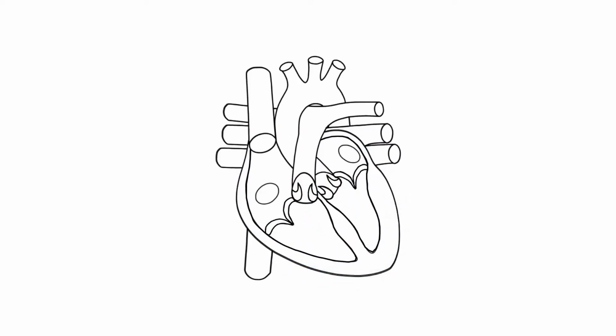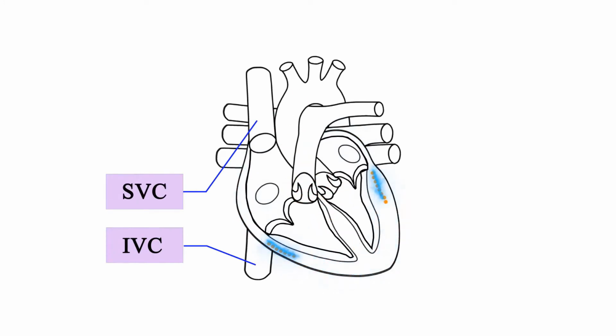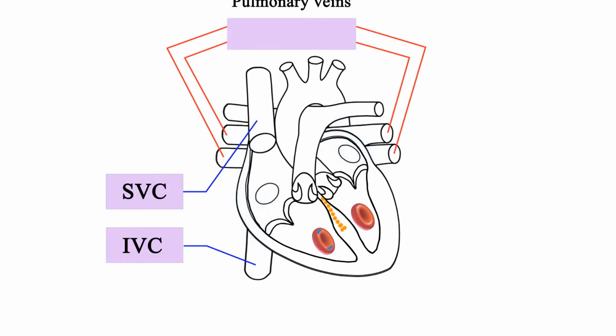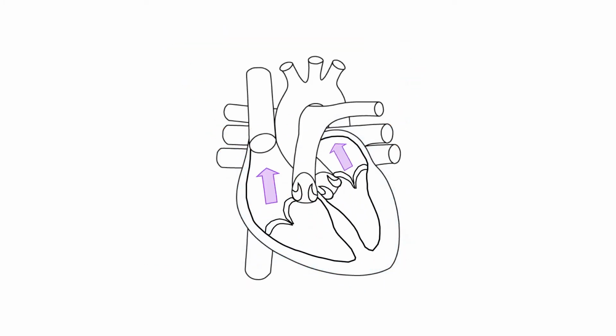The right atrium receives blood from the veins in the body, the inferior and superior vena cava, and the left atrium receives oxygenated blood from the pulmonary veins. If the atria contracted from the bottom up, or if the ventricles were to contract from the top down, blood flow would be reversed and life would not be possible.